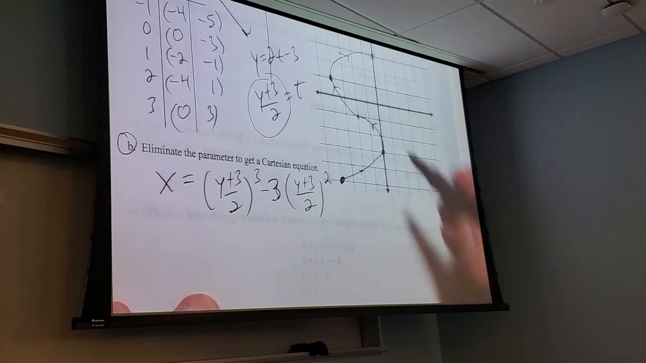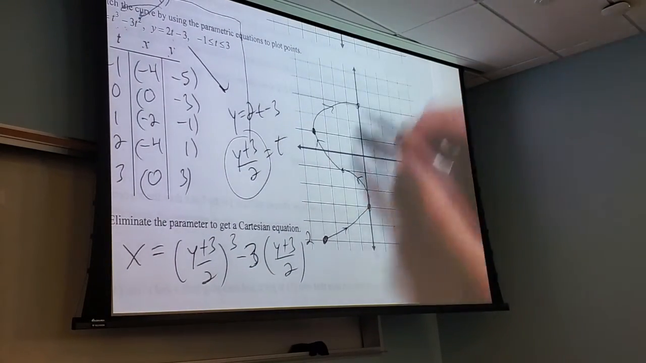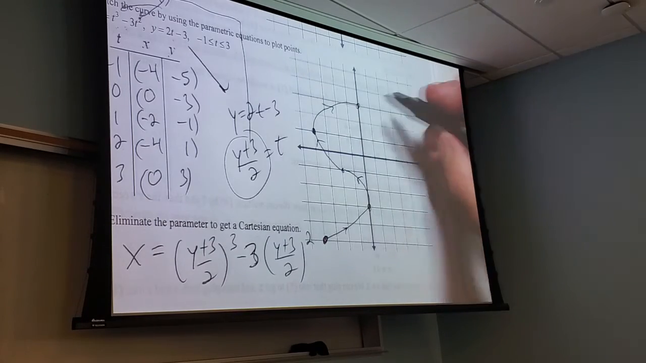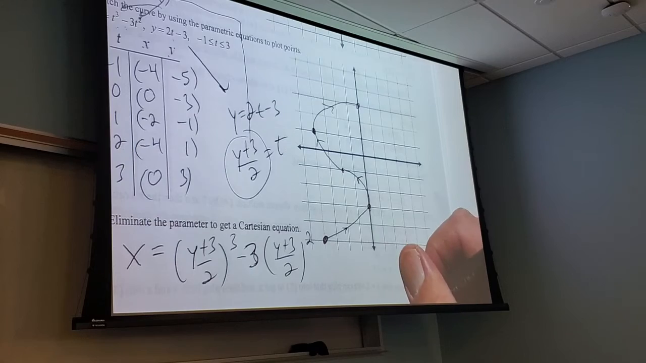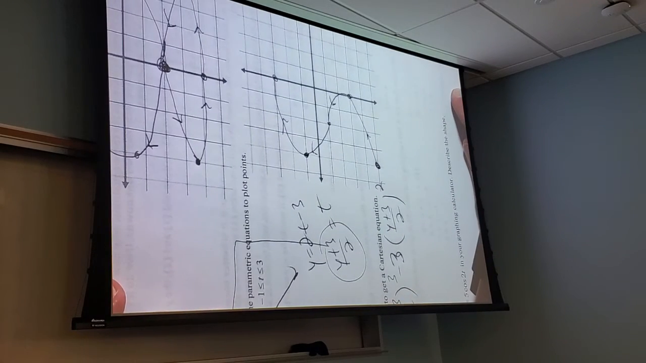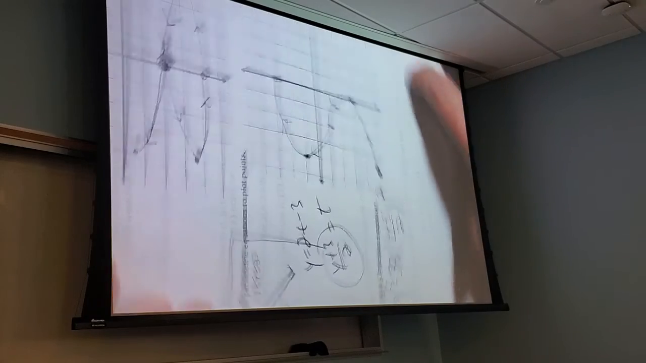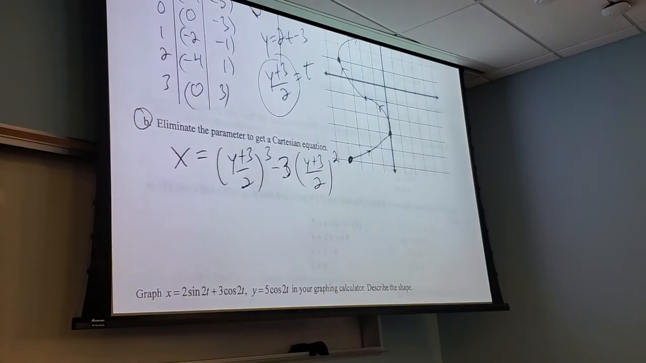By the way, is this a function? Nope, it doesn't pass the vertical line test, right? But is it a function if I look at it like that? All day long, right? See how it's x as a function of y, not y as a function of x. That's why it works the other way.